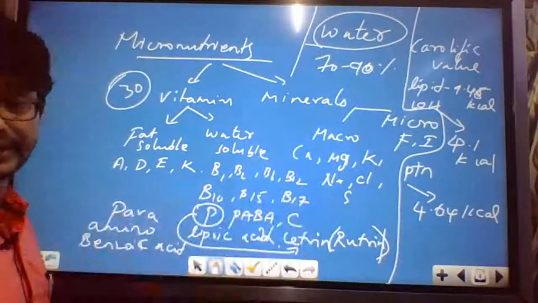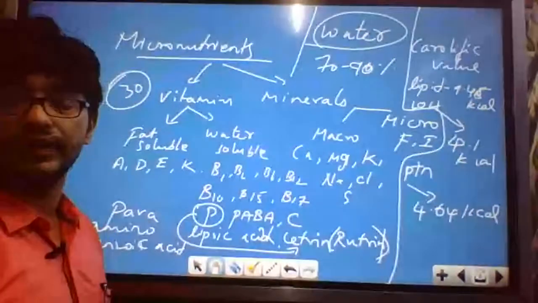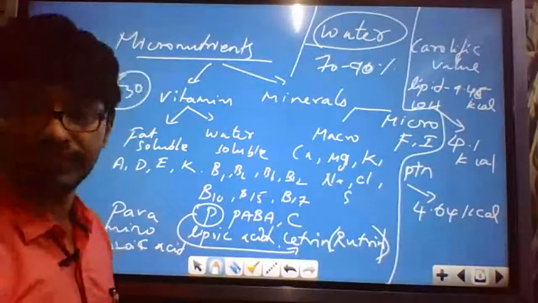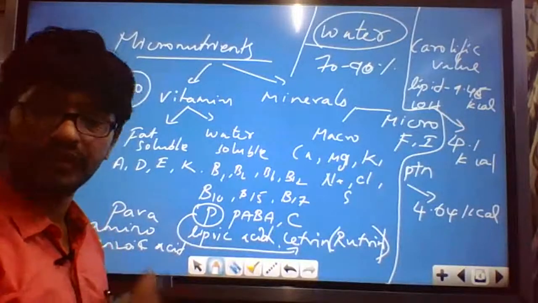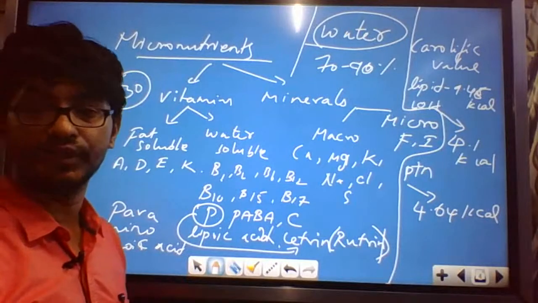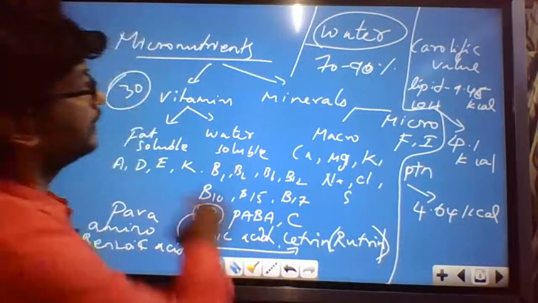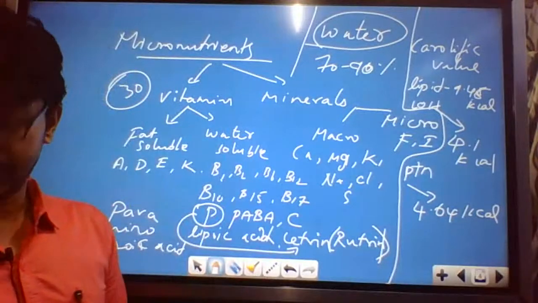If you are asked about PABA, para-amino benzoic acid, its main function is for neural impulses and nerve generation. Proper acetylcholine synthesis requires para-amino benzoic acid, and also hormone production. Right? So we completed this part, the nutrients.